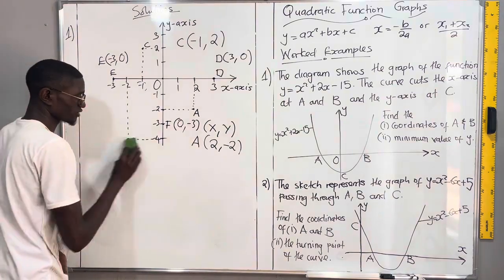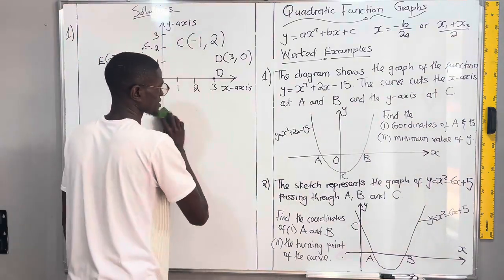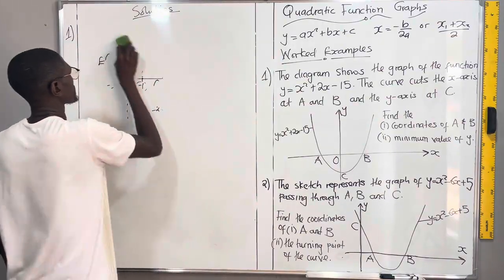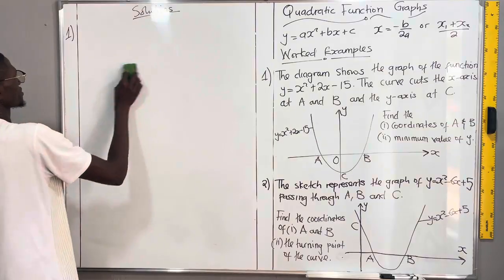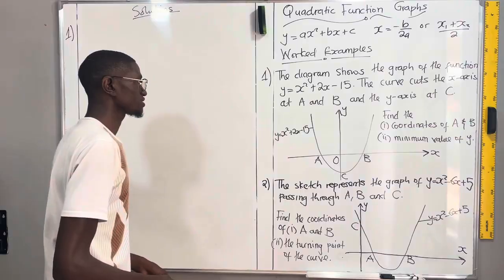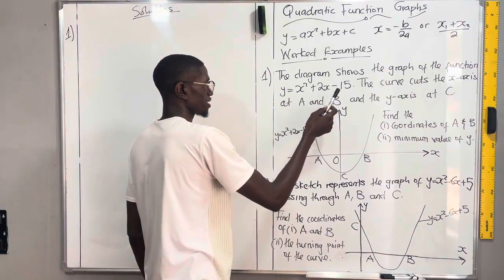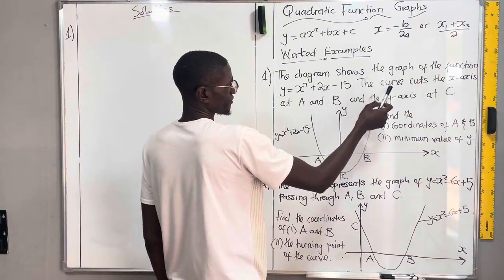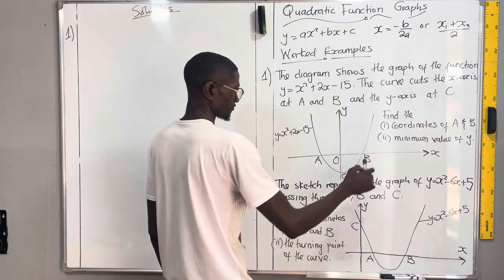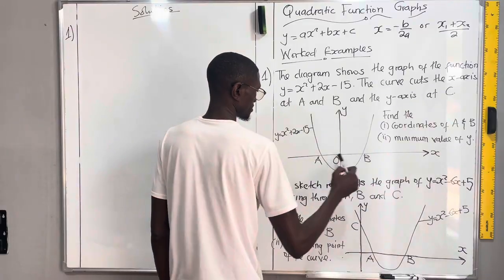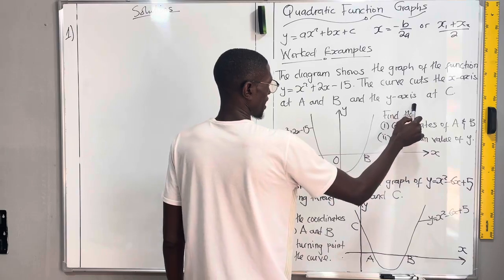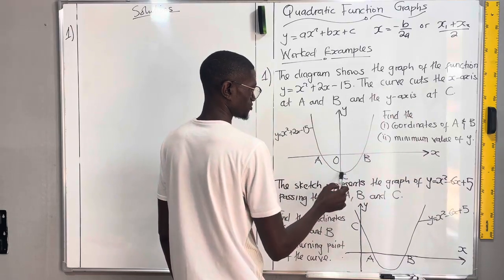Okay, so now that we have gotten that out of the way, let us now look at these exam questions we have. The first one says, the diagram shows the graph of the function y = x² + 2x - 15. The curve cuts the x-axis at A and B, this curve. It cuts the x-axis at A and B, and the y-axis, it cuts the y-axis at point what?